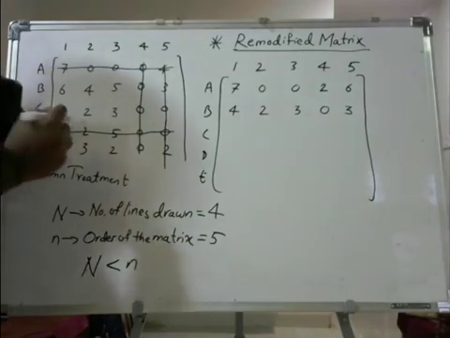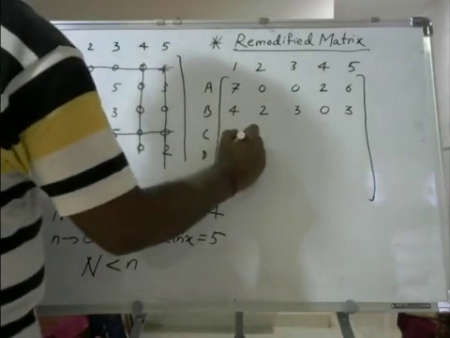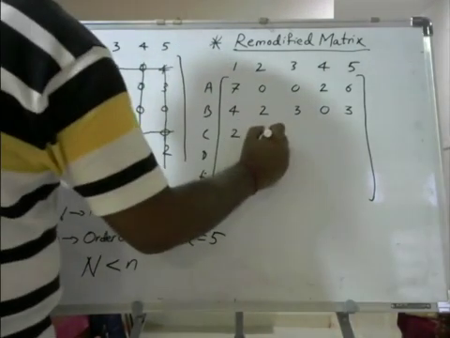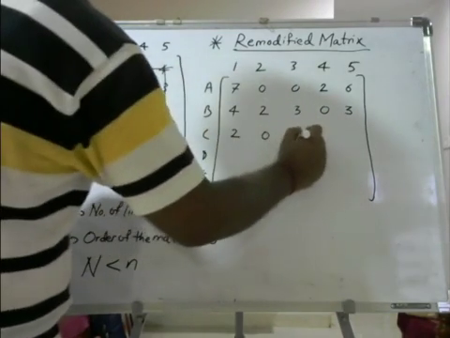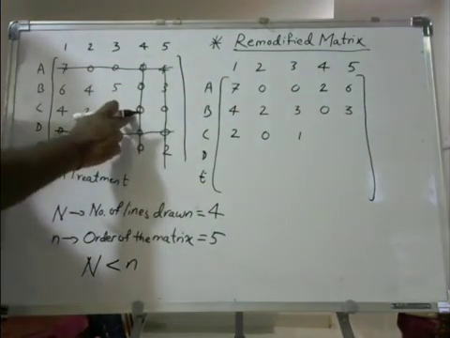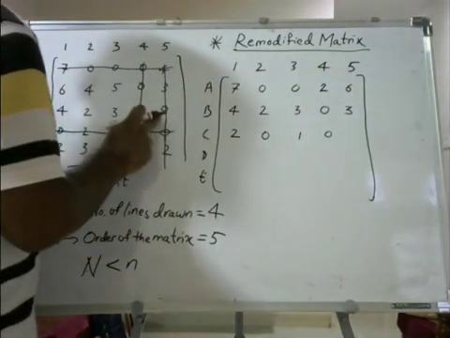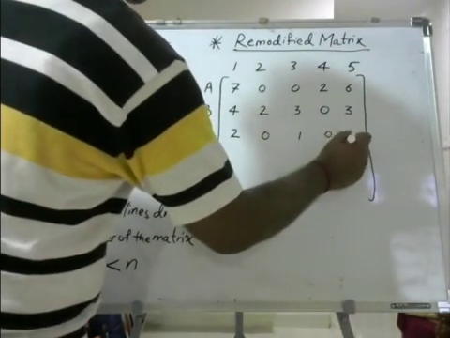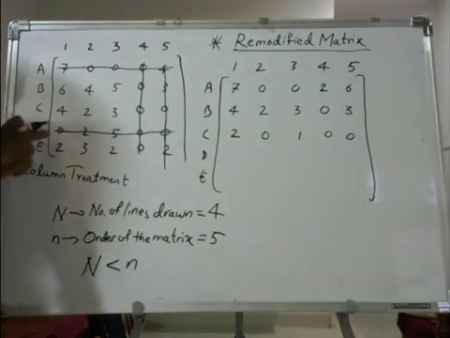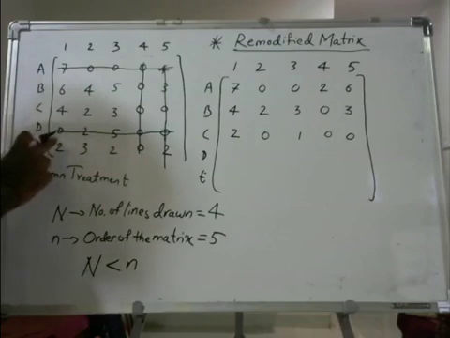Okay. Now 4 minus 2 is 2. 2 minus 2 is 0. 3 minus 2 is 1. Now this is also a normal line element, so I will keep it as it is, 0. This is also the same, so I will keep it as it is. Now here it is a line element, so all the elements I will keep as it is.